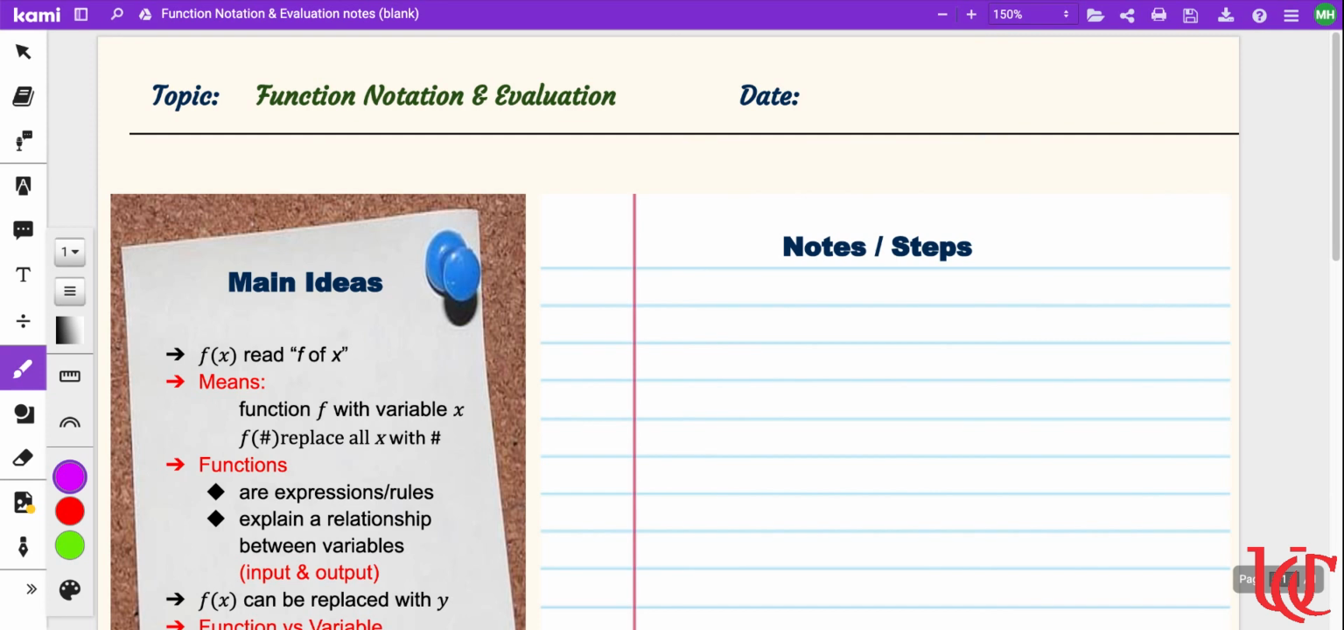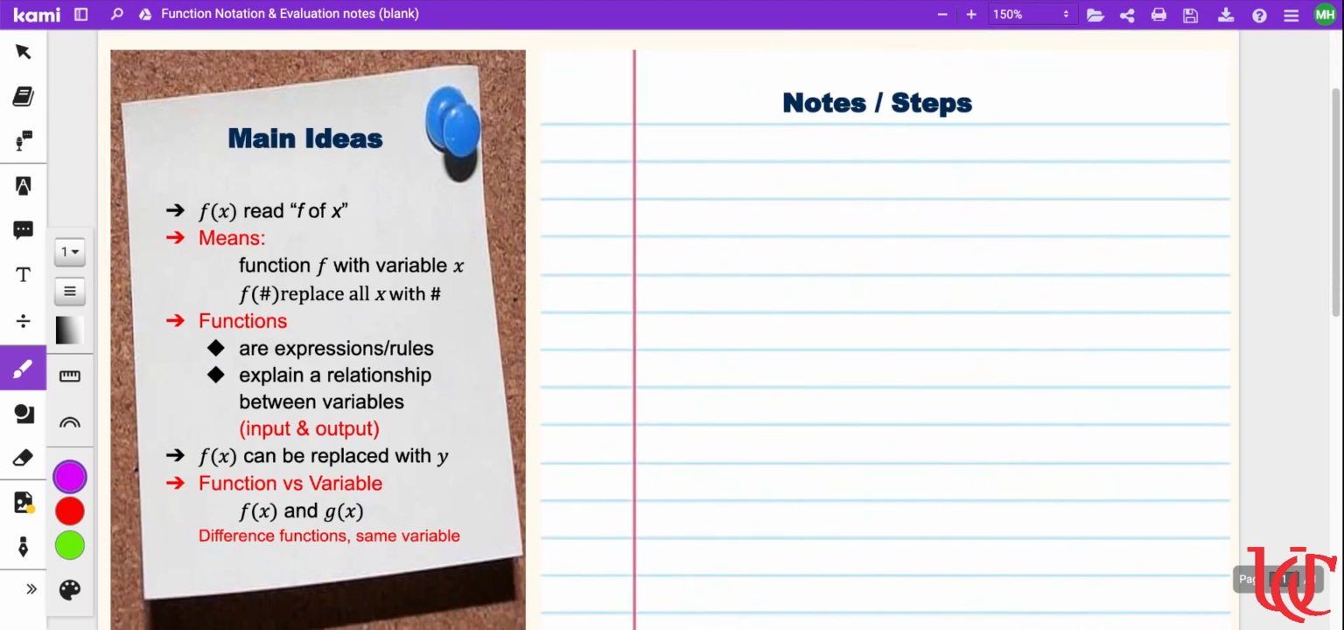They show and explain an equivalence that can be evaluated, but should not be treated as equations unless you replace the function notation with its equivalent variable equation. As we see in the main notes, we have f of x. This is how we read it, f of x. It means the function rule of x, where we're going to see variable x, okay?